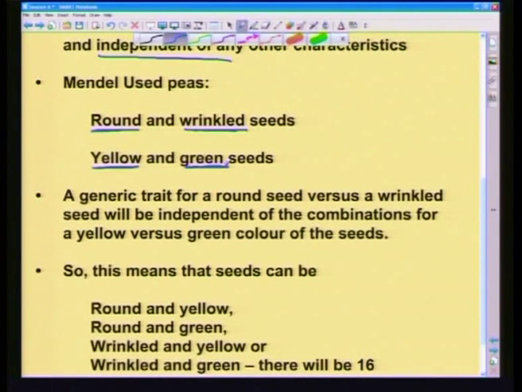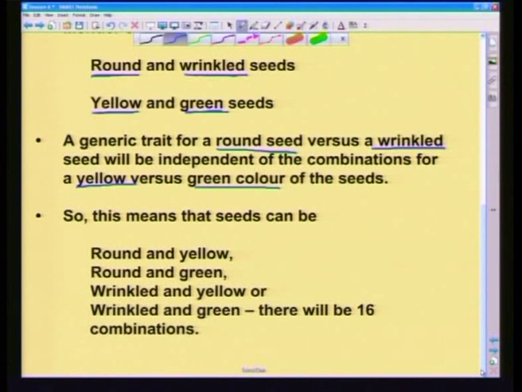All right, a genetic trait for round seeds versus wrinkled seeds. So we're looking at round seeds versus wrinkled seeds, and we're looking at yellow versus green color seeds. So we're looking at two characteristics. Now, what kind of combinations are we going to have here? This means that we can have the following. We can have seeds that are round and yellow.